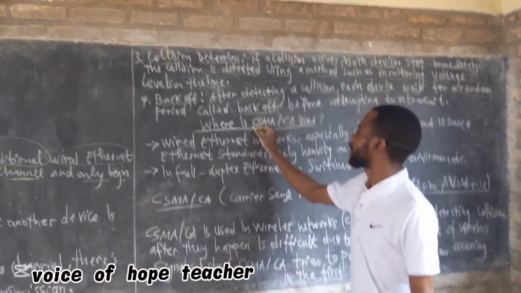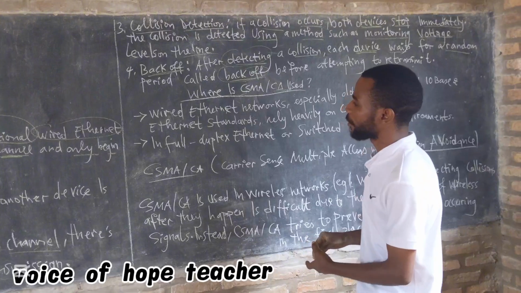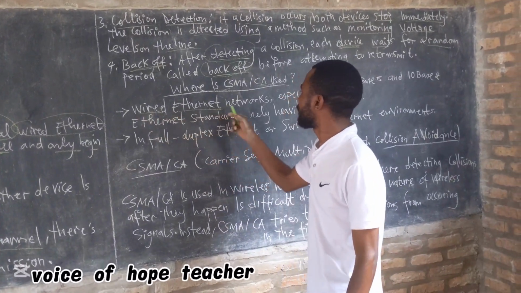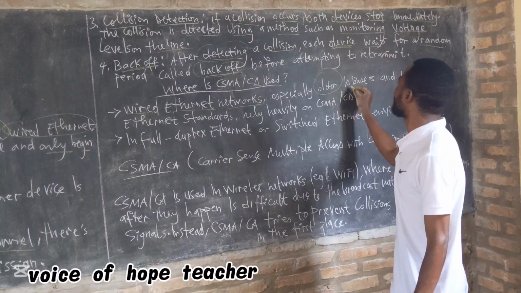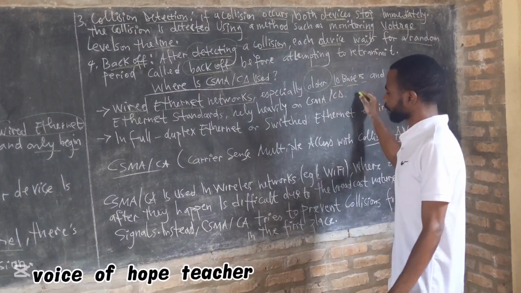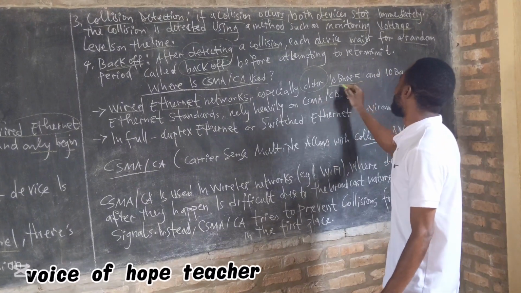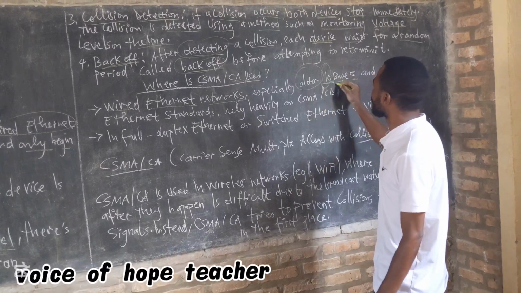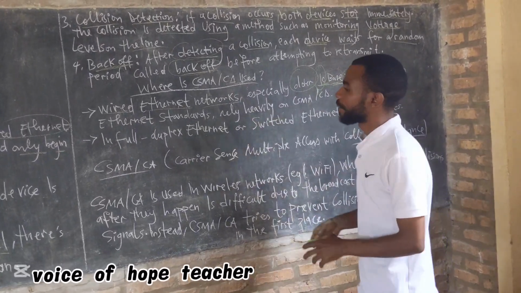Where is CSMA/CD used? Ese ikoreshwa he? It is used in wired Ethernet networks, especially the 10Base-5 type. Mu bwoko bwa Ethernet network bwitwa 10/5. Tuzakureba iki 10 bivuze, base kivuga ndetse ni 5 kivuga.